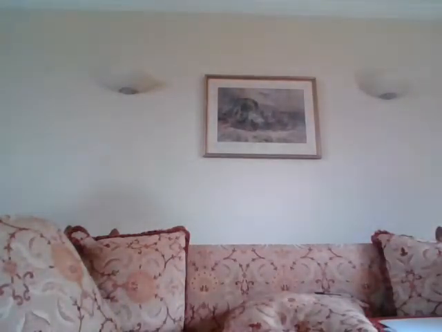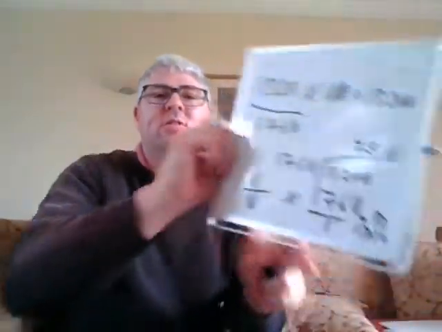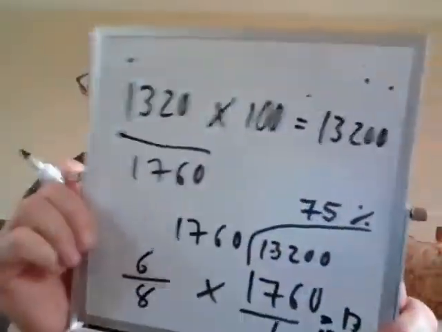And if you wanted to be, sorry about this, you just reverse the question, you get 1320 there for this answer. 6/8 of 1760 is 1320. Yeah, 1320. Thank you for that.